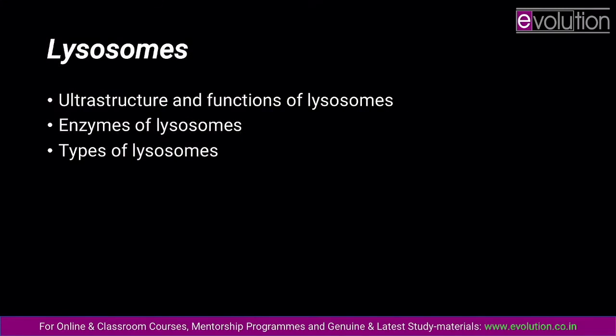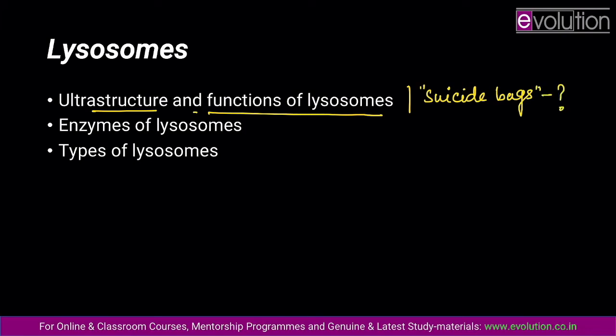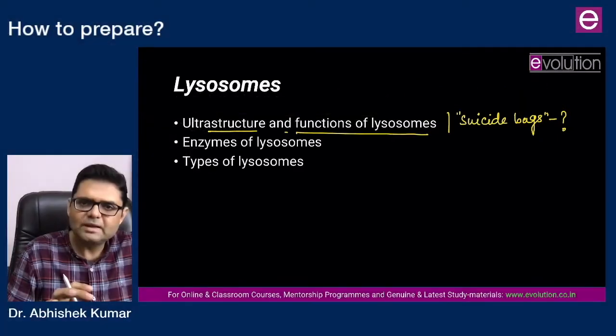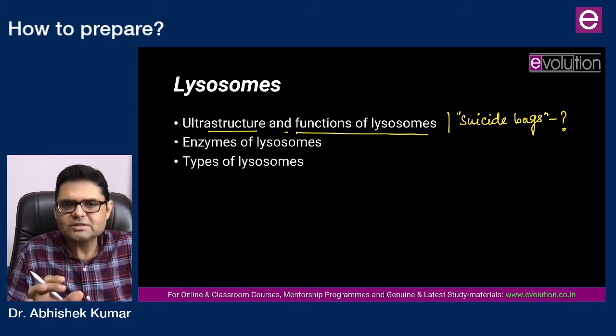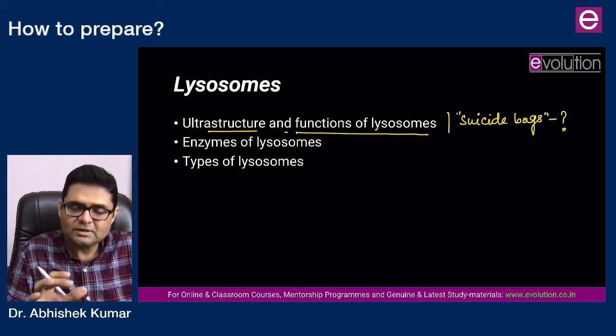And the next topic is logically lysosomes. Here the ultrastructure and functions of lysosomes need to be done. A critical analysis of lysosomes as suicide bags needs to be done. Does it really deserve to be called a suicide bag or not? That is for you to find out, but I'll give you an idea that lysosomes play no primary role in programmed cellular death. Therefore, modern-day cell biologists hesitate in calling the lysosomes the suicide bag of the cell. Reasons you will find when you study it.